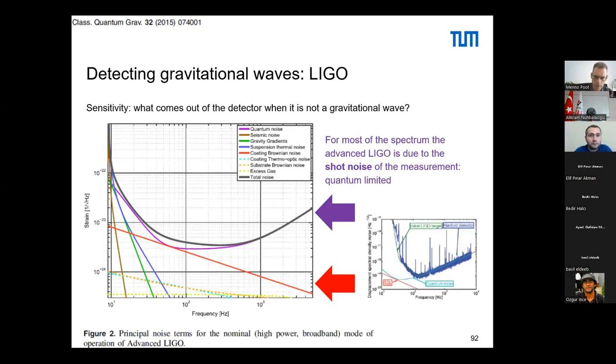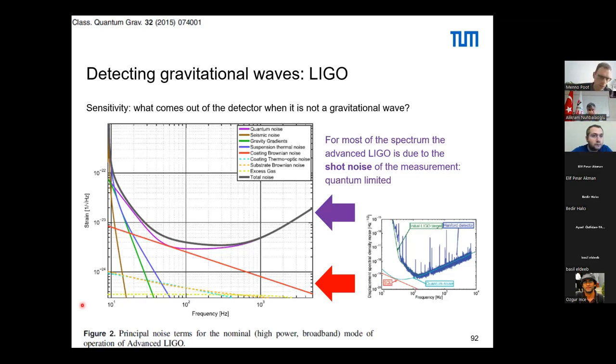When we look at this noise budget for, say, the initial LIGO, you can see that there is still the quantum noise level over here, but the initial LIGO is actually going up already a lot earlier than what they have here. Still, for most of the graph, it is limited by quantum noise. So they definitely did a good job in going from the initial design to the advanced design.